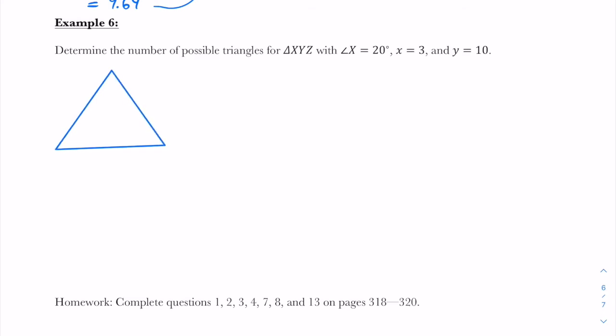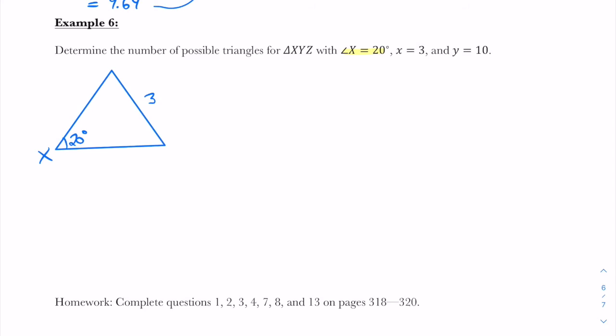So first of all, it doesn't matter how you label this, it really doesn't. But what I prefer is to put the given angle in the bottom left corner. That was angle X, which was given as 20 degrees. The side opposite this is X, which is 3. We were given side Y.